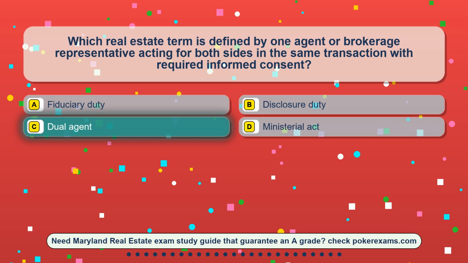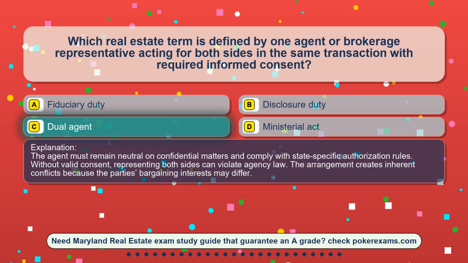The correct answer is option C, dual agent. The agent must remain neutral on confidential matters and comply with state-specific authorization rules. Without valid consent, representing both sides can violate agency law. The arrangement creates inherent conflicts because the parties' bargaining interests may differ.